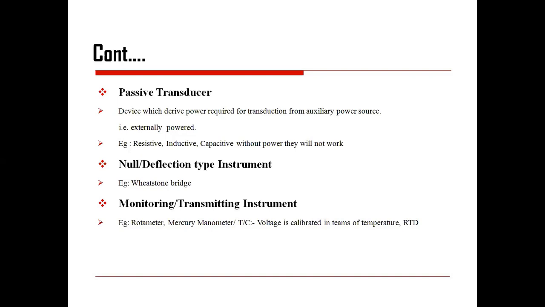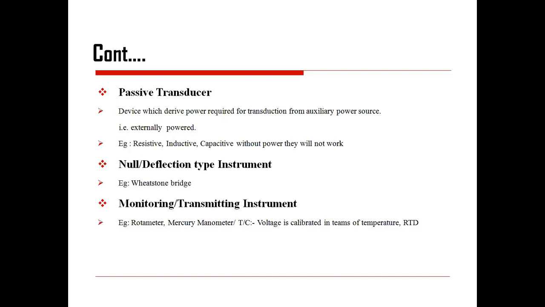Then null deflection type of instrument. For example, you may have come across in physics, you may have studied the Wheatstone bridge, which consists of 4 resistances in the 4 arms, and the bridge is excited using some power supply, DC input, and one voltage measuring output is generated across the 2 legs.